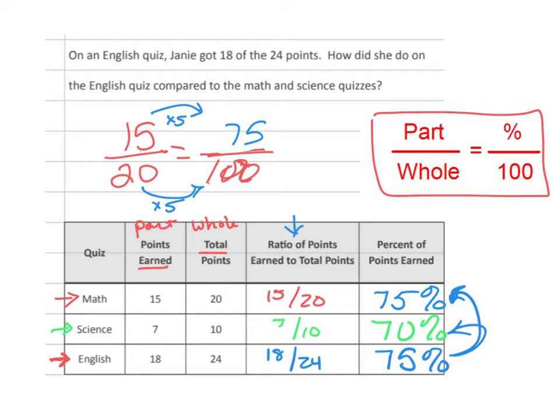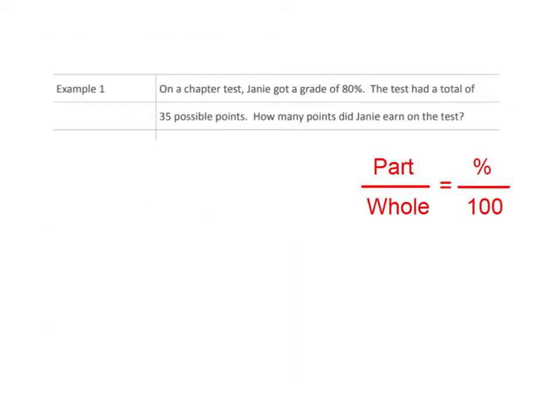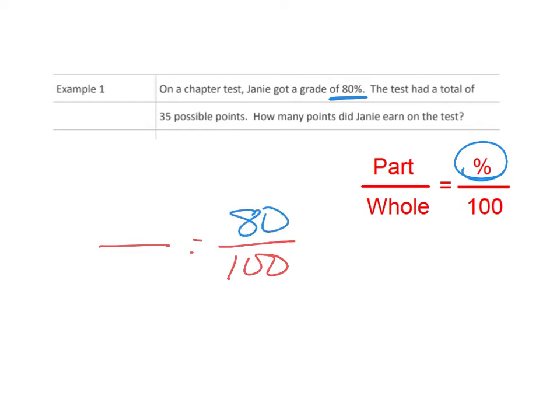So let's keep doing a couple practice problems. Again, I'm going to start out with this before I even read the problem. On a chapter test, Janie got a grade of 80%. That's a percent. We're going to put that in the same place every single time. If they give you a percent, it goes over 100. Remember, percent means out of 100, so that basically means 80 out of 100, which is this side of our proportion. The test had a total of 35 possible points.